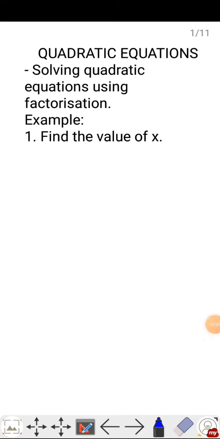Hello guys, today we'll look at quadratic equations. We'll look at solving quadratic equations using factorization. So we're finding the value of x.